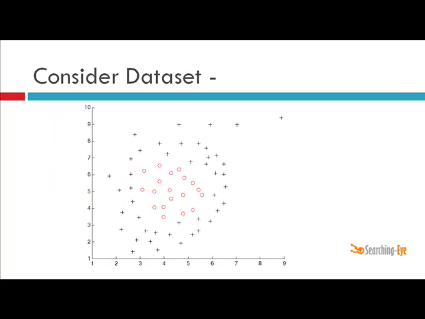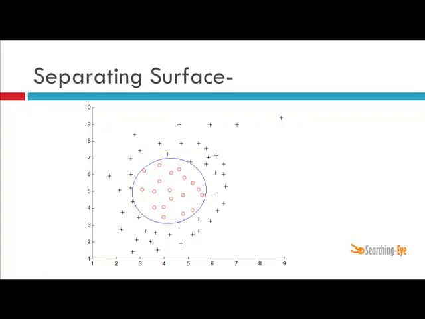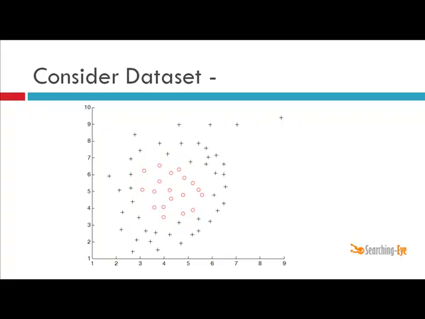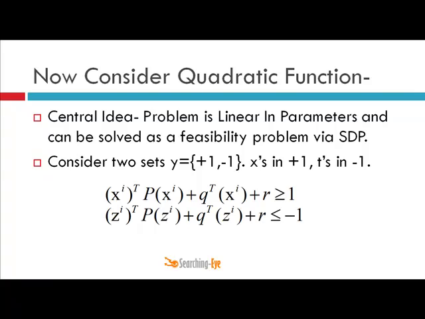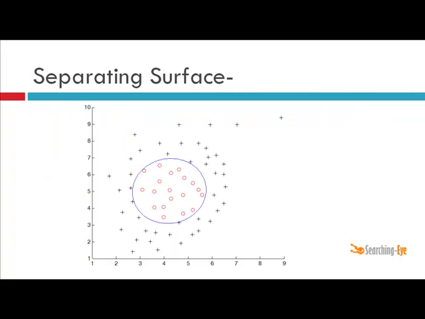So this is an example. Consider this is your data set. It is clearly a separable data set and can be separated by an ellipsoid, and this is a separating ellipsoid that you will get after solving this SDP feasibility problem. This is the ellipsoid that you will get.